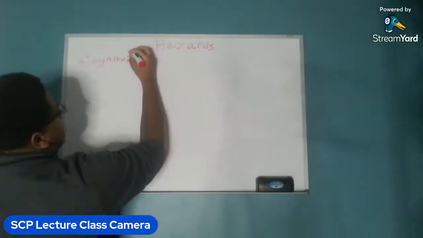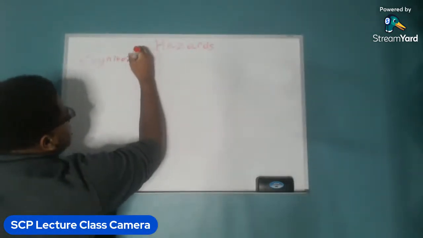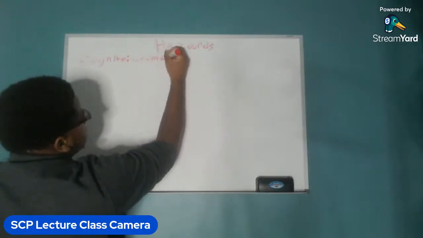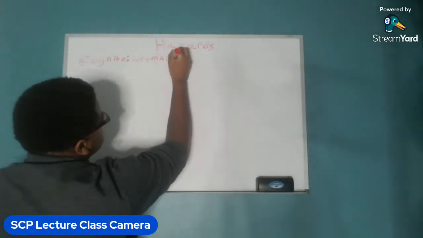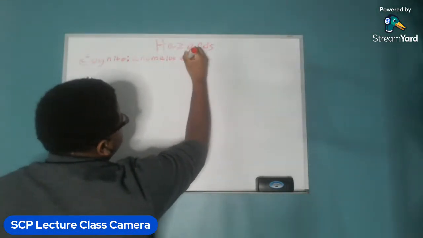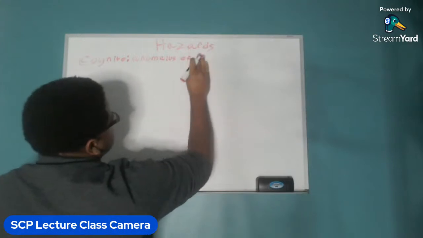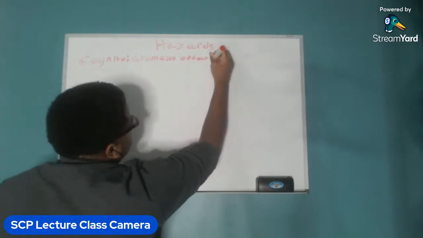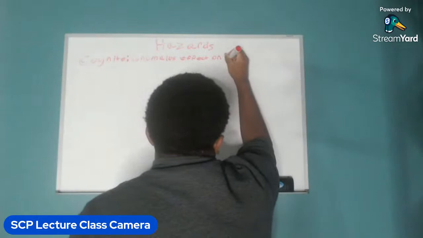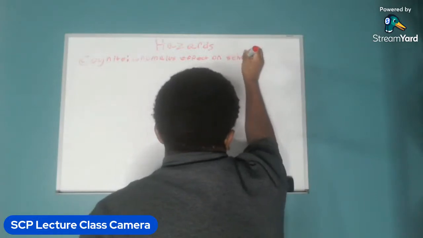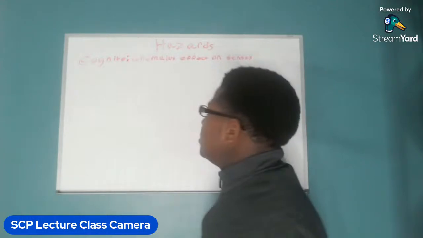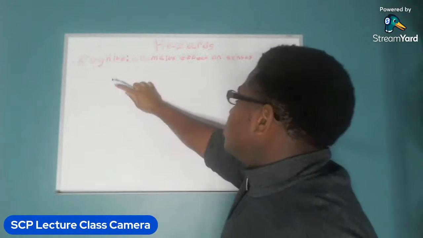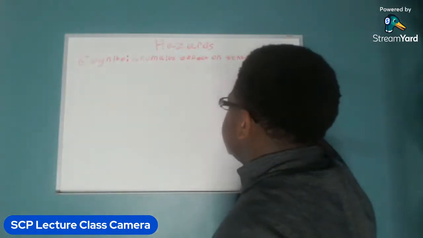So a cognitohazard is a non-anomalous effect on senses. Sorry, I meant to say cognitohazard: anomalous effects on senses.